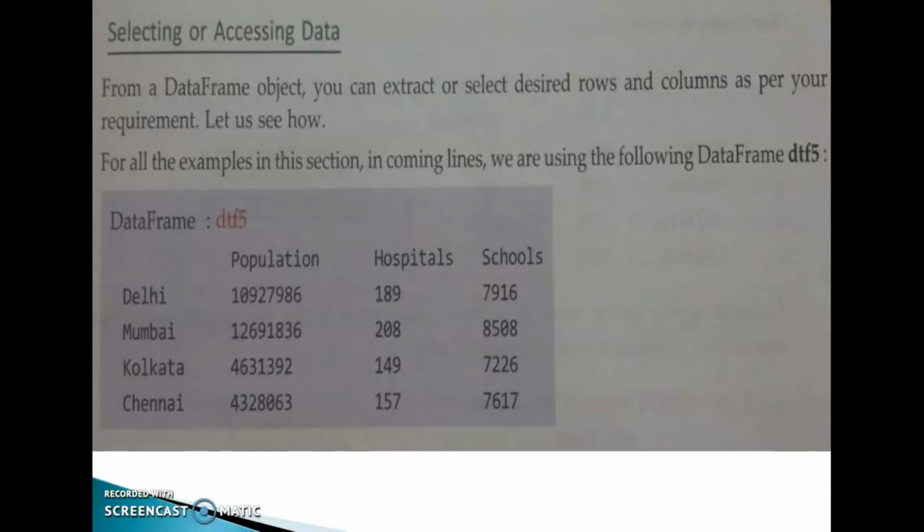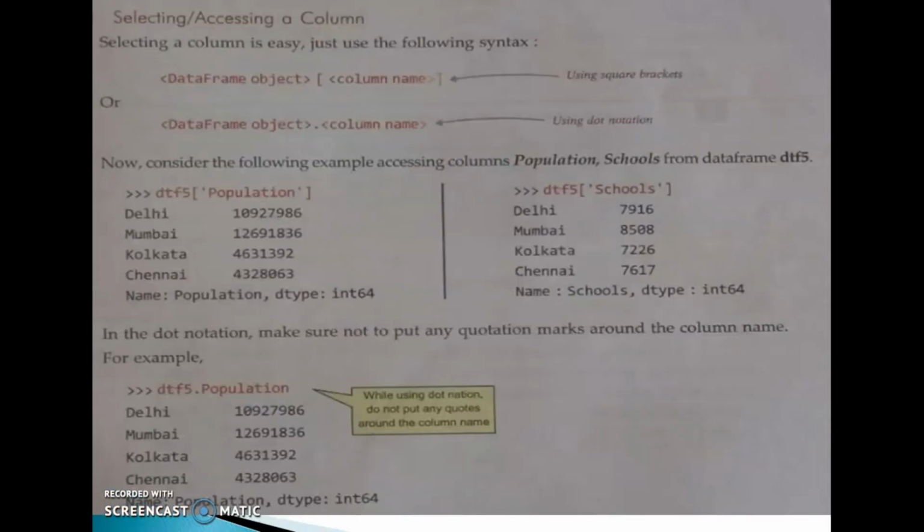For that, consider this example, the data frame object DTF5. From this DTF5, you can identify Delhi, Mumbai, Kolkata, Chennai. These are all rows or indexes. Then population, hospitals, schools. These are all columns. Okay. Then, selecting or accessing a column.